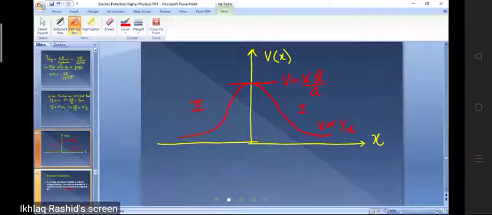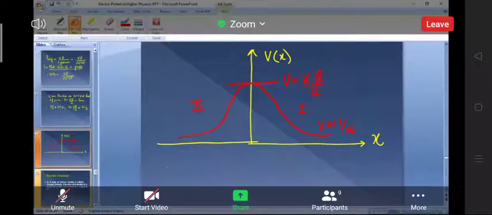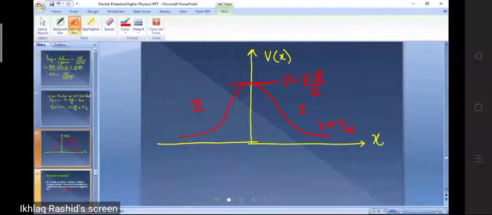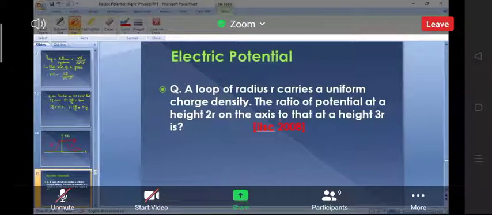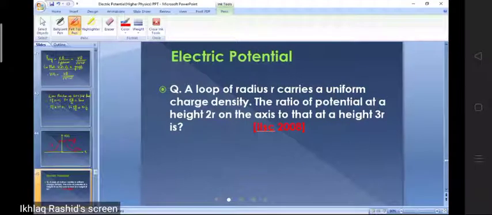Next, this question was asked in NEET 2008. Now we can take this example safely. The question is: a loop of radius r has a uniform charge density. The ratio of the potential at height 2r on the axis to that at height 3r is. Okay, so what you have to calculate is this. First of all, there's a loop of radius r and it has a uniform charge density.